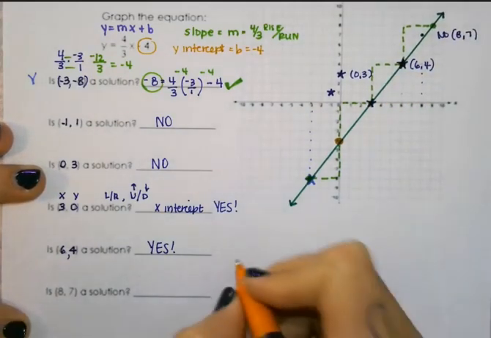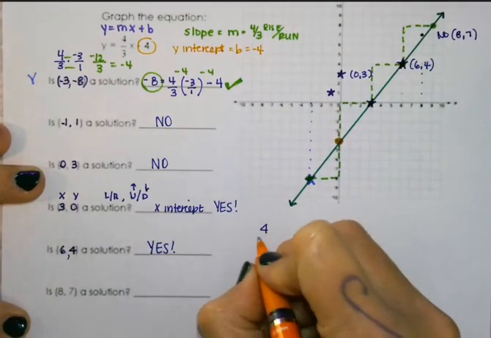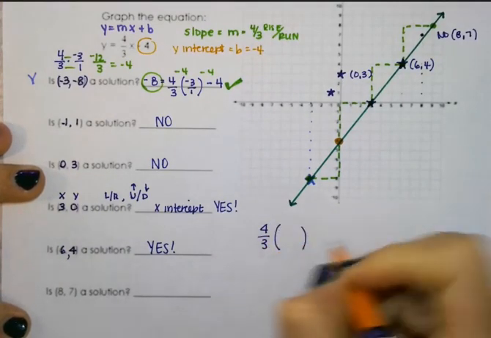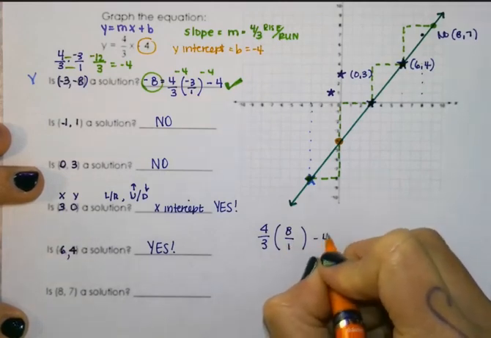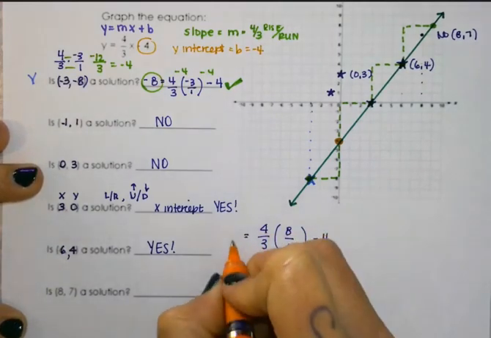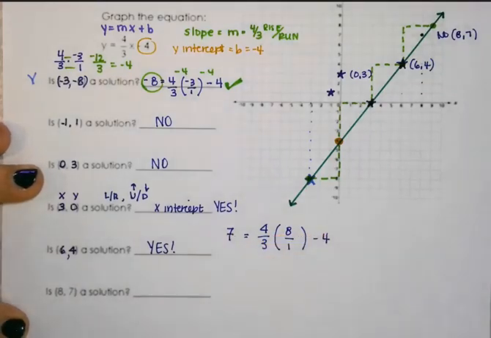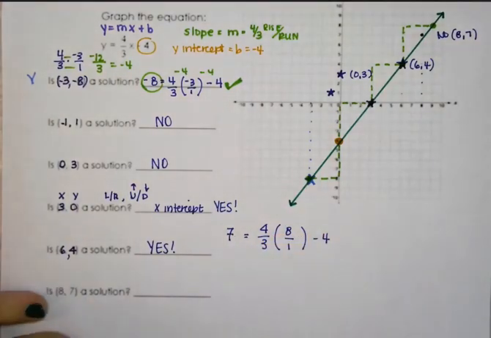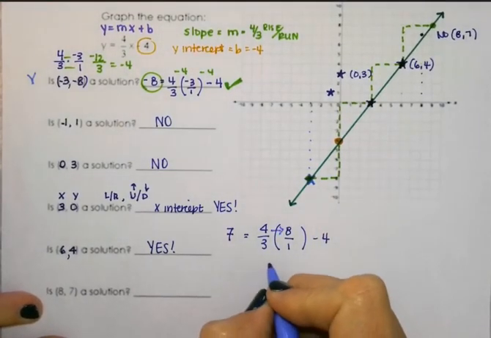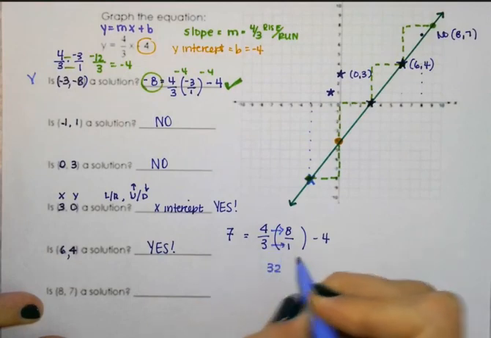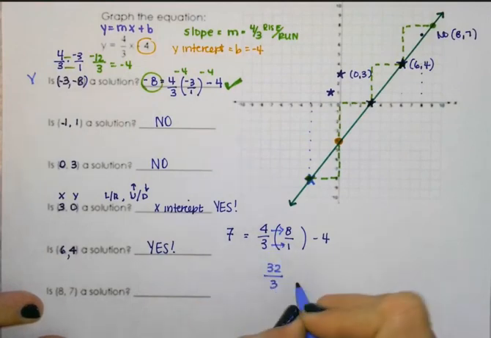Now, if you're questioning 8, 7, let's do it algebraically one more time. So 4 over 3 times our x value, which is 8, and I'm going to do 8 over 1, minus 4, if we're right, should give us out a 7. 4 times 8, because we're going to work straight across the top. 4 times 8 gives us 32. 3 times 1 gives us 3. And now we have to subtract 4.